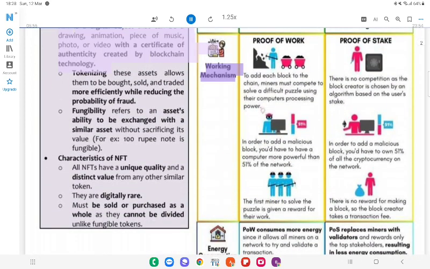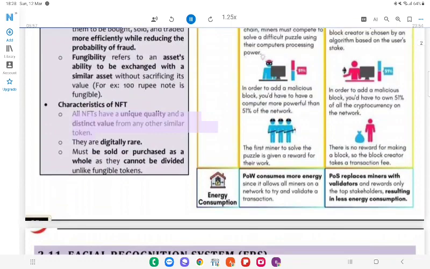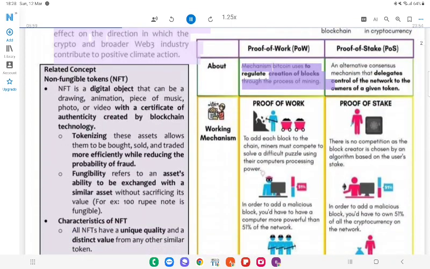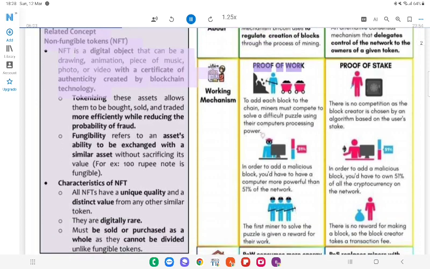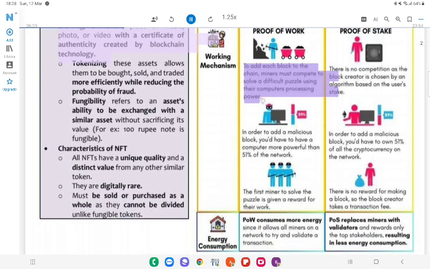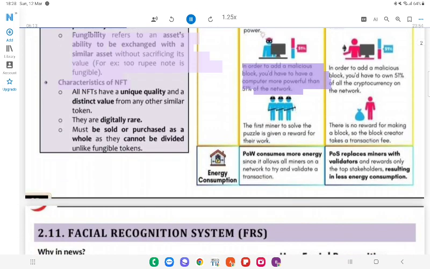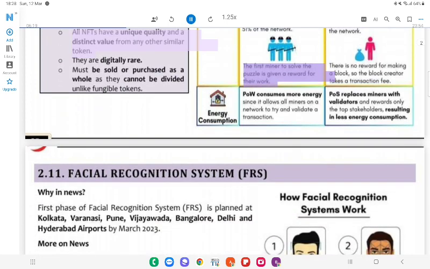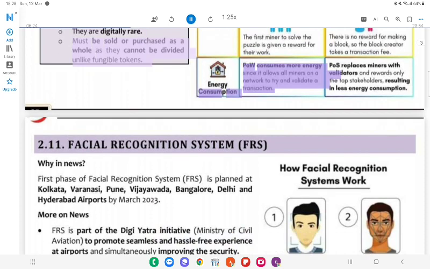About the working mechanism. Proof of work (PoW) is the mechanism Bitcoin uses for the creation of blocks through the process of mining. To add each block to the chain, miners must compete to solve a difficult puzzle using their computer's processing power. In order to add a malicious block, you'd have to have a computer more powerful than that of the network. The first miner to solve the puzzle is given a reward for their work. PoW consumes more energy since it allows all miners on a network to try and validate the transaction.